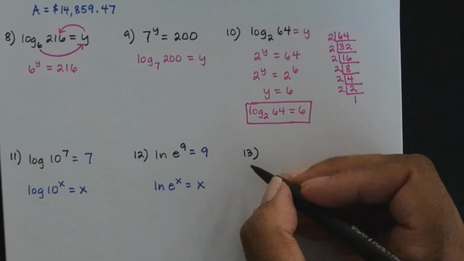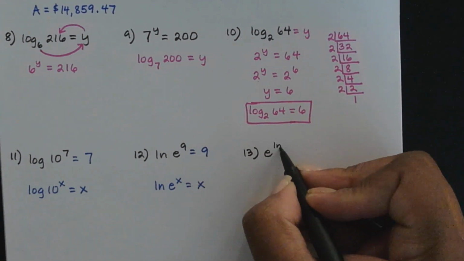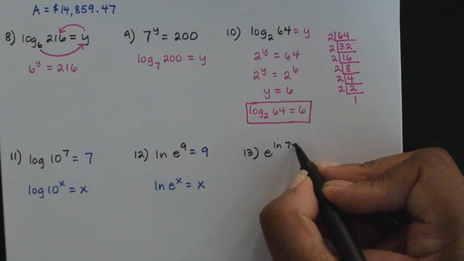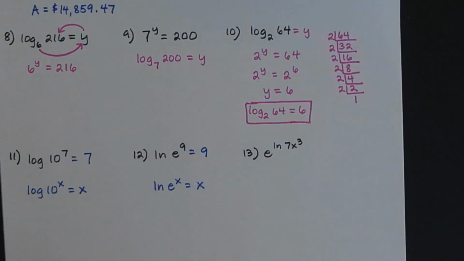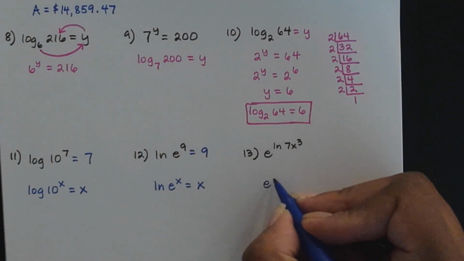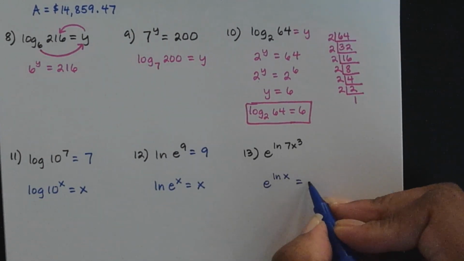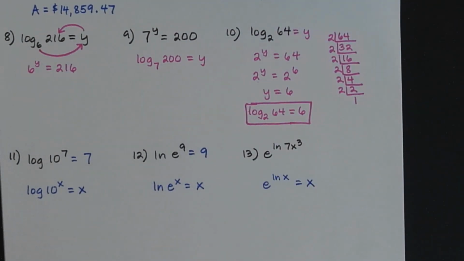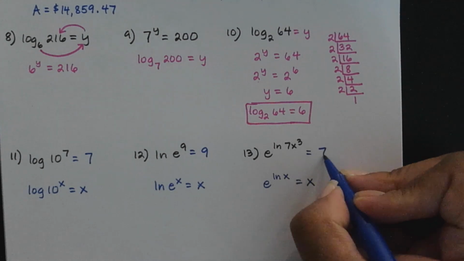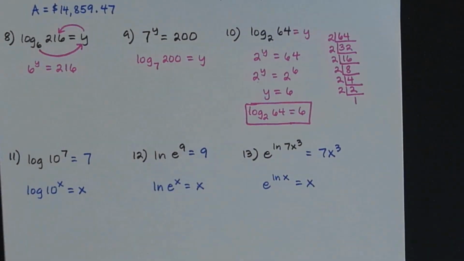And then number 13, you've got e to the ln of 7x cubed. This follows the other property for inverse logarithms. e to the ln of whatever you have here is going to be whatever. So what would e to the ln of 7x cubed be? Just 7x cubed. Are there any questions about problem number 13?